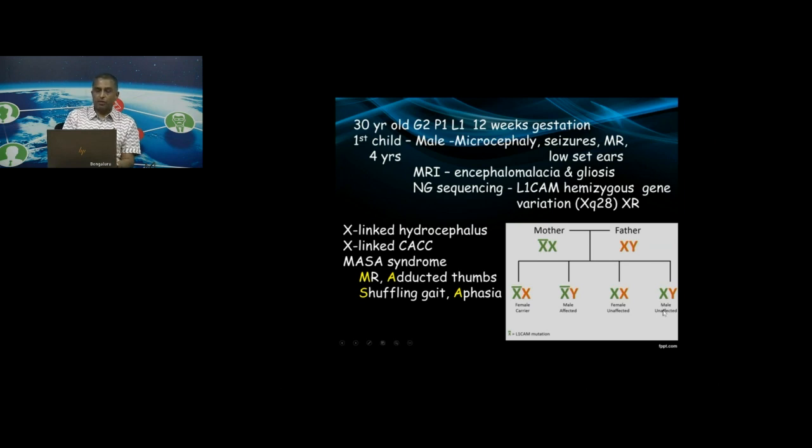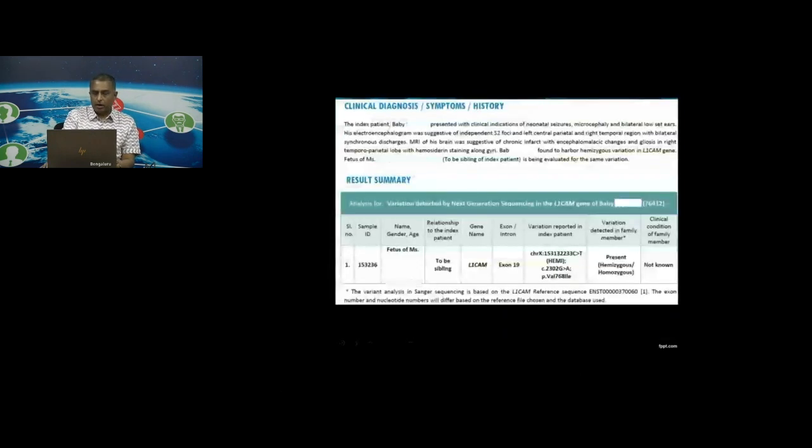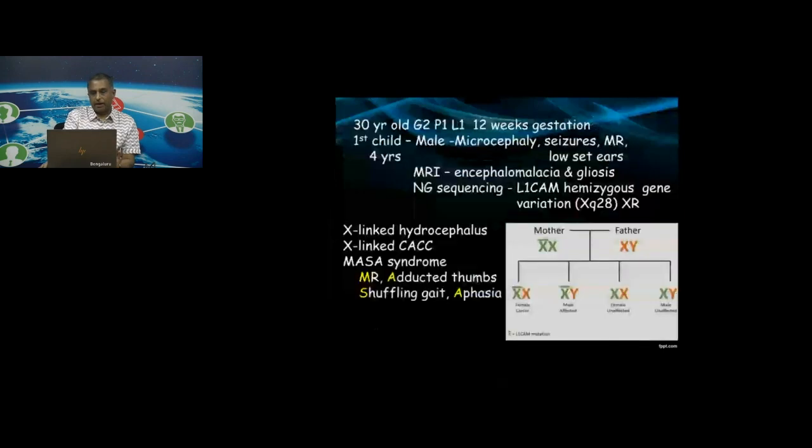So this is why we call it hemizygous. It is recessive, but you don't need double dose. A single dose is enough for it to manifest, because if it is a male, there is no normal X to counter, and that is why you use the term hemizygous. And this is the report. Okay, so that was the L1-CAM diagnosed in the index child.